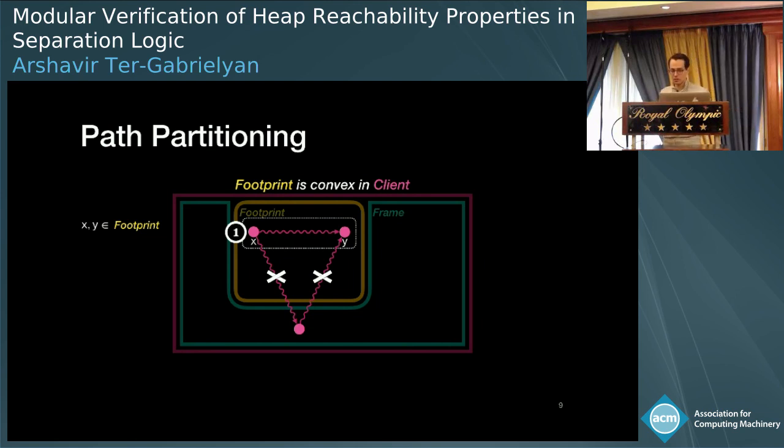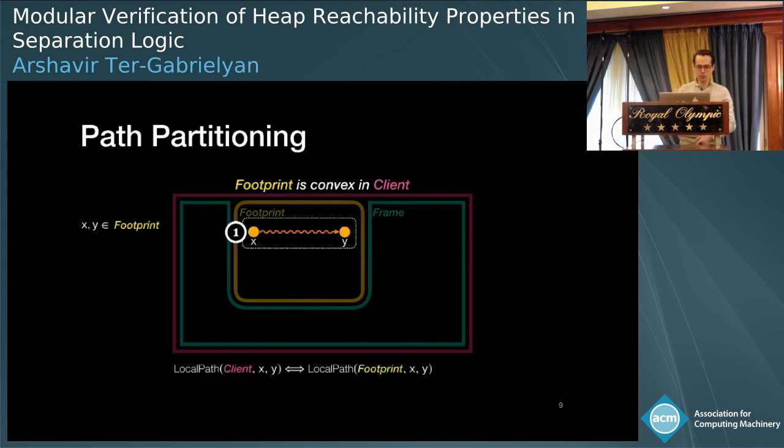Because indeed, this would violate our assumption of relative convexity of the footprint. In other words, the client local path from X to Y exists if and only if there exists a footprint local path that connects these nodes. And this can be explained using a very simple first-order formula that covers this special case.